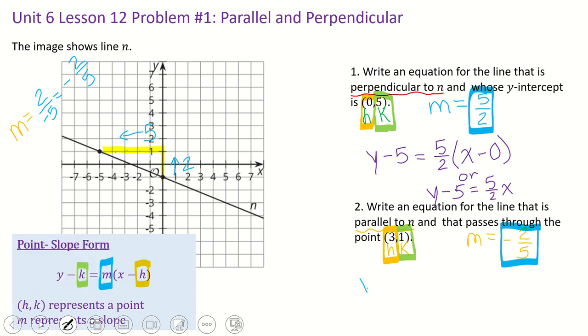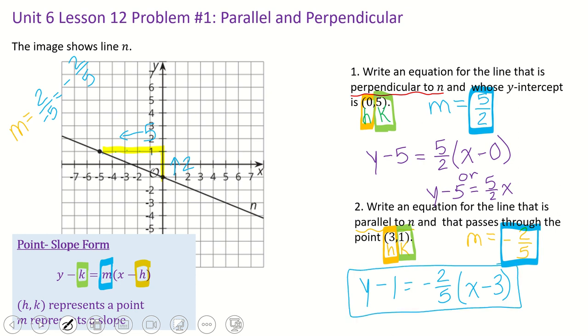All right, so let's go back and write our equation. So I'm going to have y minus, my k is 1, equals, my slope is -2/5, parenthesis, x minus 3, which is my h. Again, you could just leave the equation like this because it does not tell you to put it into another form.